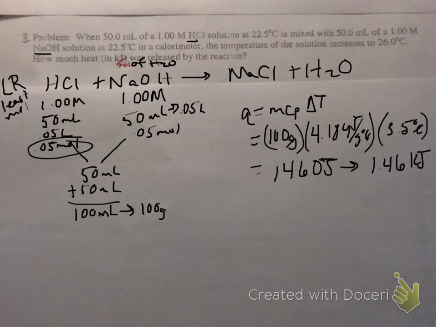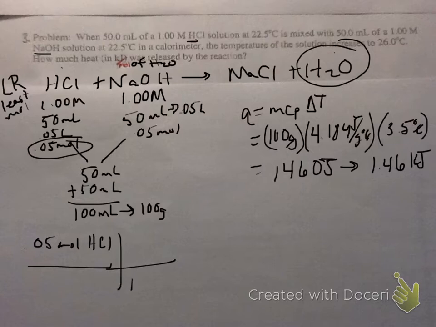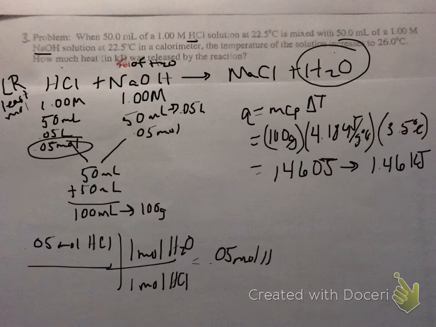Now, this is a 1-to-1 mole ratio because we're trying to do moles of water. And so if we just take hydrochloric acid and compare it with water, it is a 1-to-1 mole ratio. So if I have 0.05 moles of HCl, I'm going to form, it's a 1 mole HCl to 1 mole of water formed. And so I'm going to end up with 0.05 moles of water.